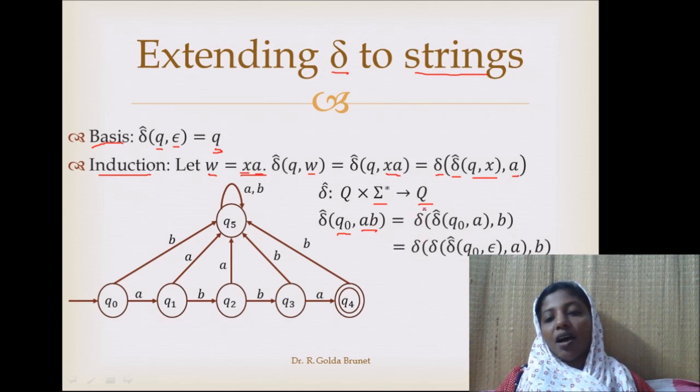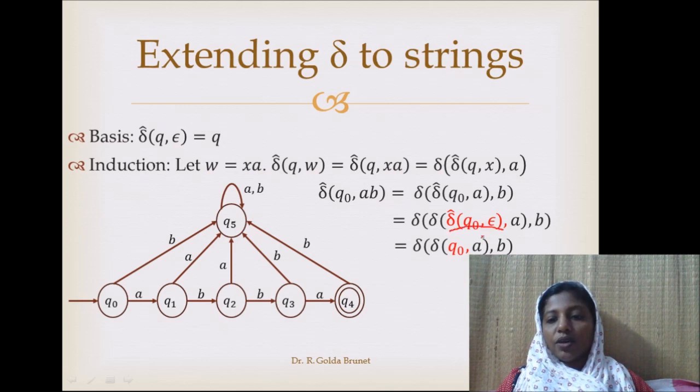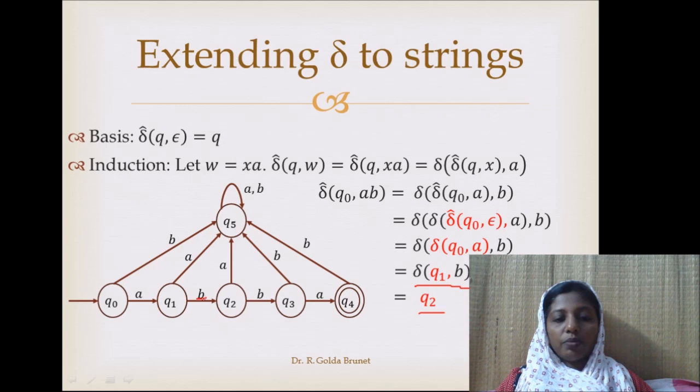So I can write it as delta of delta cap of q naught comma A, followed by delta of B. And this one we can again write as delta of delta cap of q naught comma the empty string, for this input symbol a. Now from the basis we know that delta cap of q naught comma epsilon is going to be q naught. So this will reduce to q naught, and we know what is delta of q naught comma a. From q naught, if you have the input symbol a, we go to q1. So this will reduce to q1, and delta of q1 comma b will be q2, because from q1, if you have the input b, we go to q2. So this is the delta cap function, which is the extension of delta to strings.